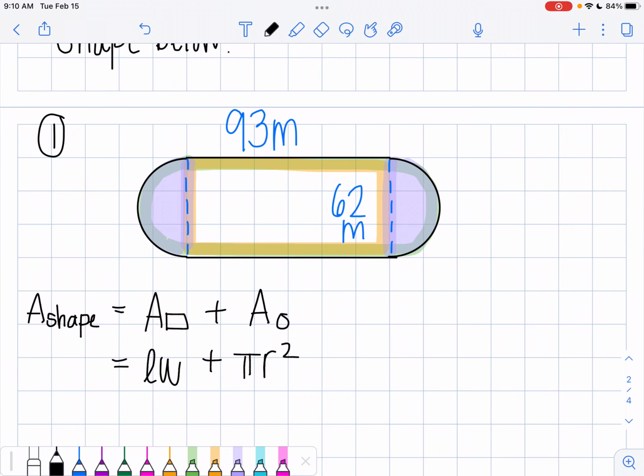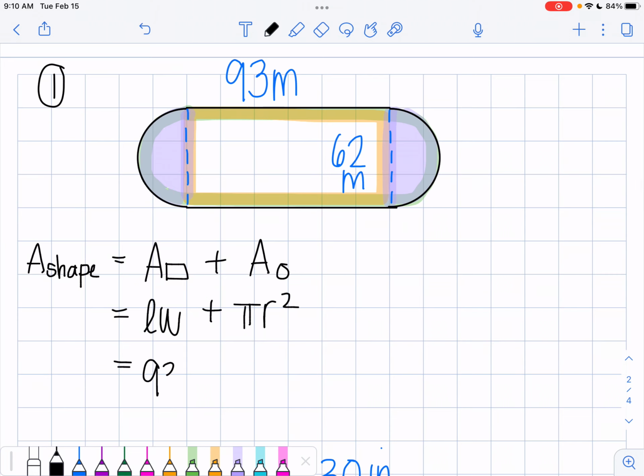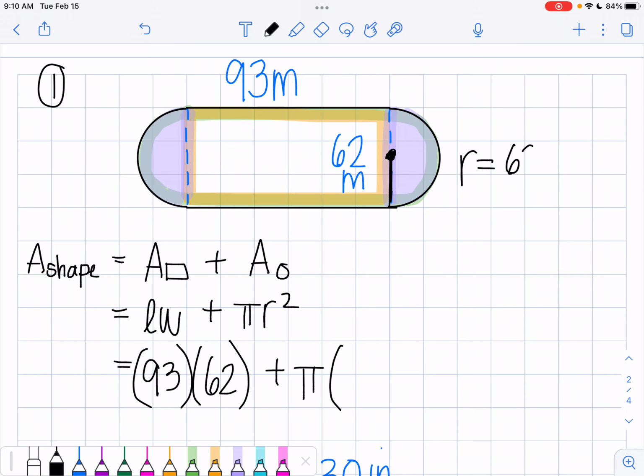Okay, so my length and my width of my rectangle are 93 and 62. And then I have times pi, and the radius of my circle. Now remember, the radius is half of the diameter. So this is going to be your radius here. So what's half of 62? That's 31. So your radius is half of 62, which is 31 squared.